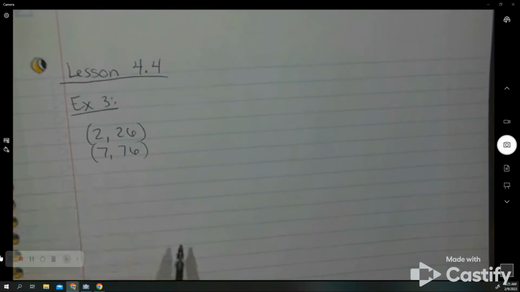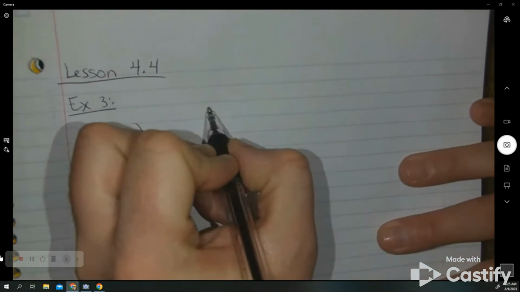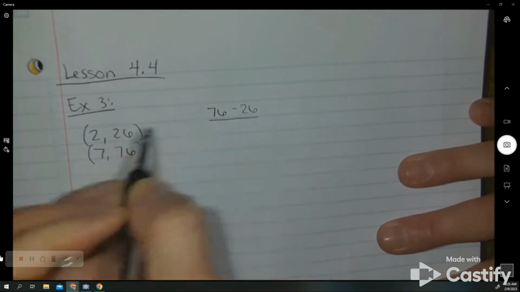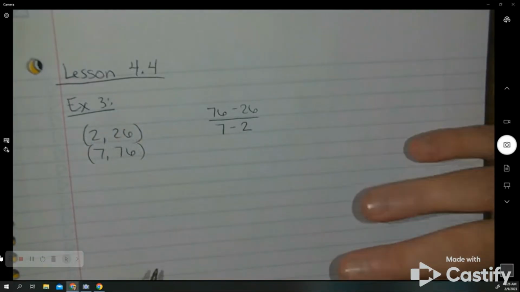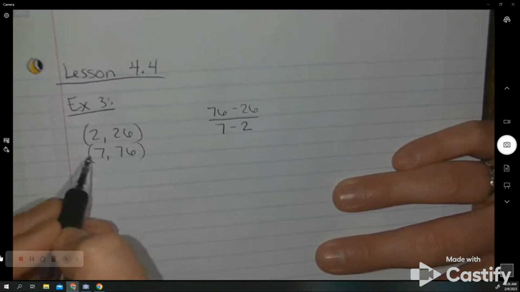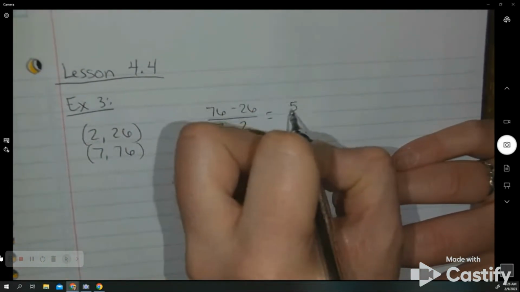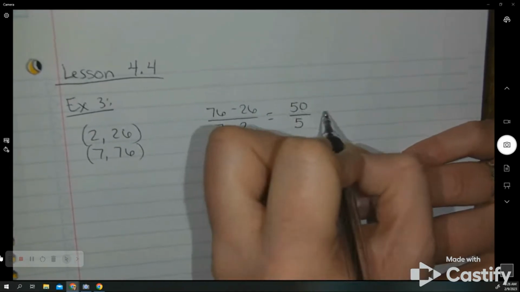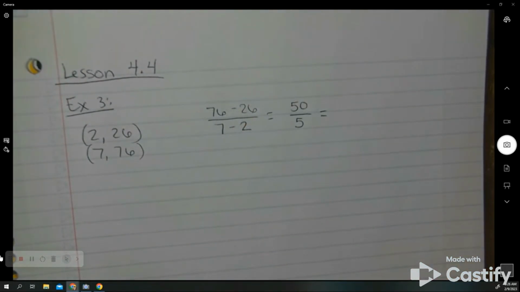Let's find our slope. So this was example 3. We have the points 2, 26 and 7, 76. So let's use those to find our slope. So we've got 76 minus 26 over 7 minus 2. If you like to use the table, remember that you can just draw your x y and then find the change on each side. So 76 minus 26 gives us 50. 7 minus 2 gives us 5. 50 divided by 5 is 10. So our slope for this line would be 10.